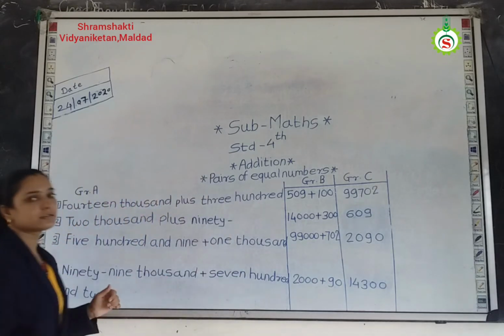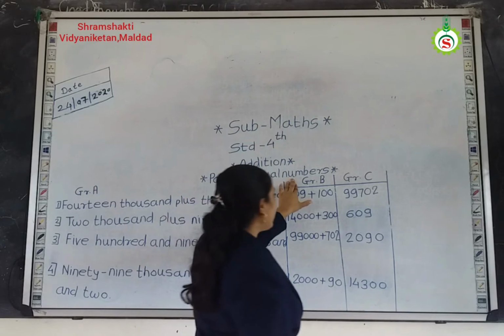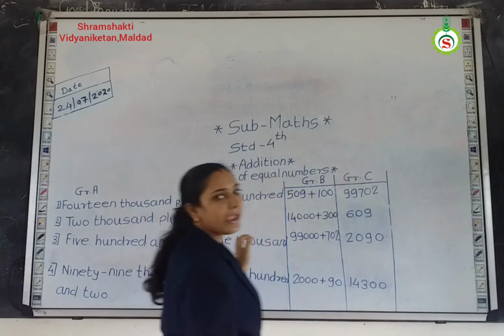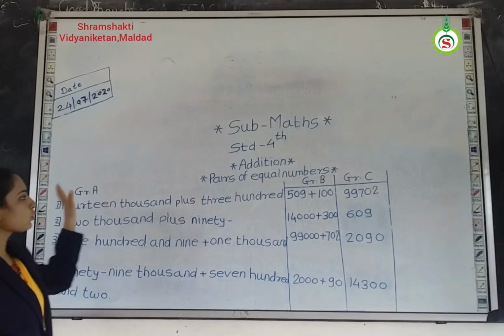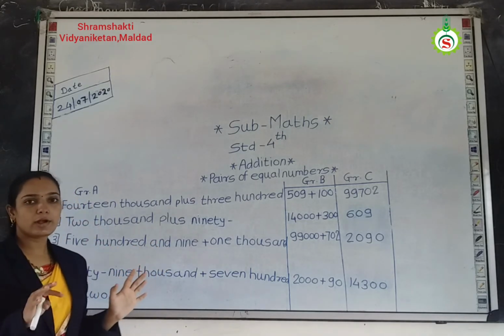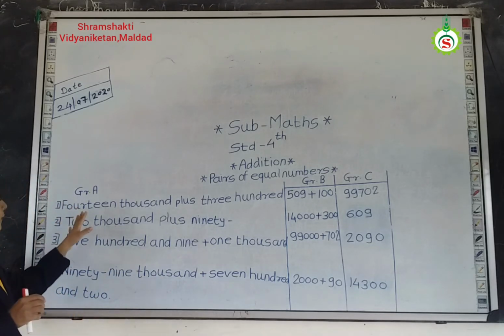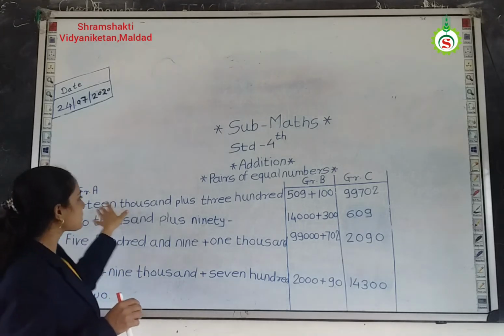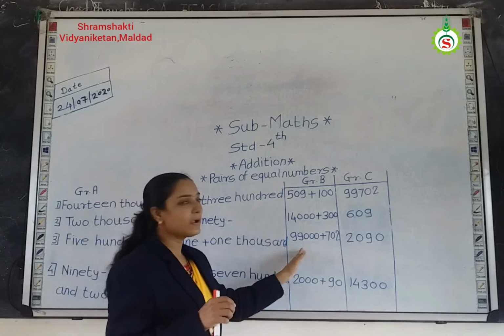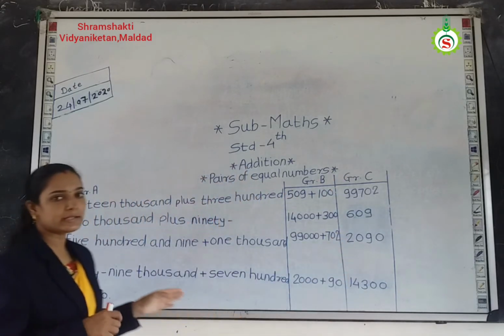Now look here, three groups are given: group A, group B and group C. We have to make three groups pair with equal numbers. Do you understand? Okay, students, we have to find these groups pair in this group and also these groups pair in this group. Do you understand?